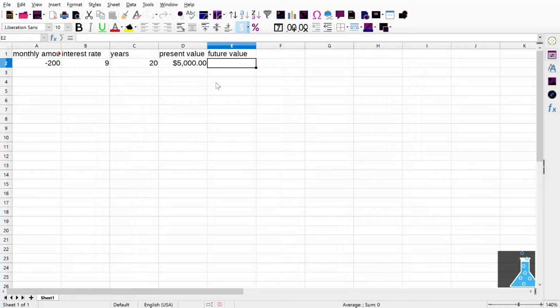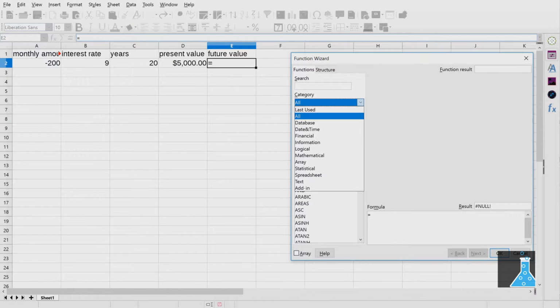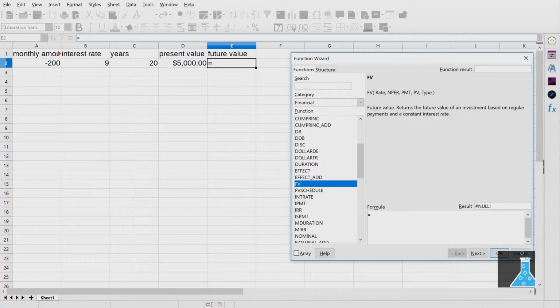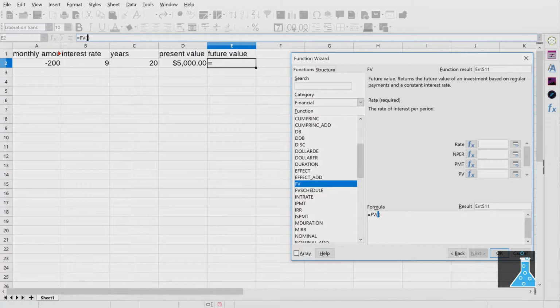Okay, so then to calculate our future value, we're going to use the function button, and we're going to go into financial, and we'll scroll down to future value, or FV, and then we'll say next. And for our rate, that's going to be B2, but in this case, it needs to be a monthly rate. So we're going to divide by 100 because it's a percentage, and then we're also going to divide by 12 because we want to make it a monthly rate, not an annual rate.